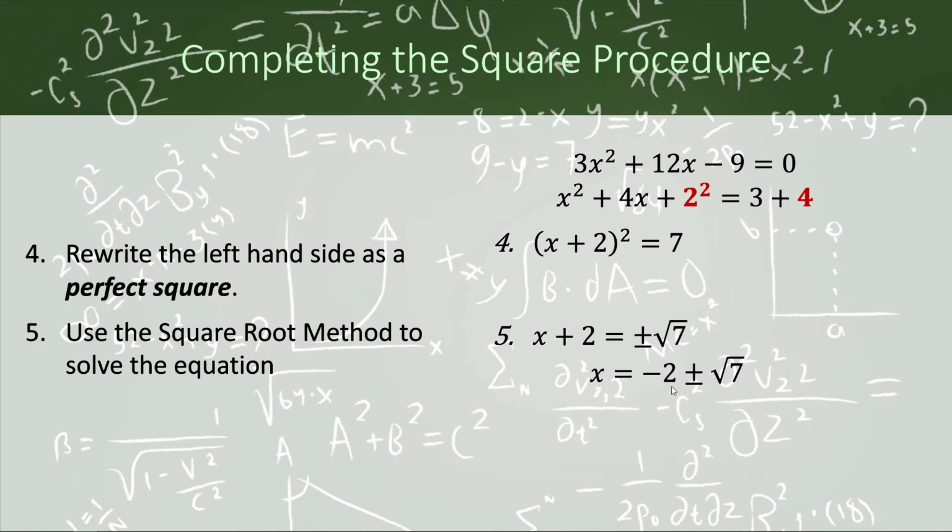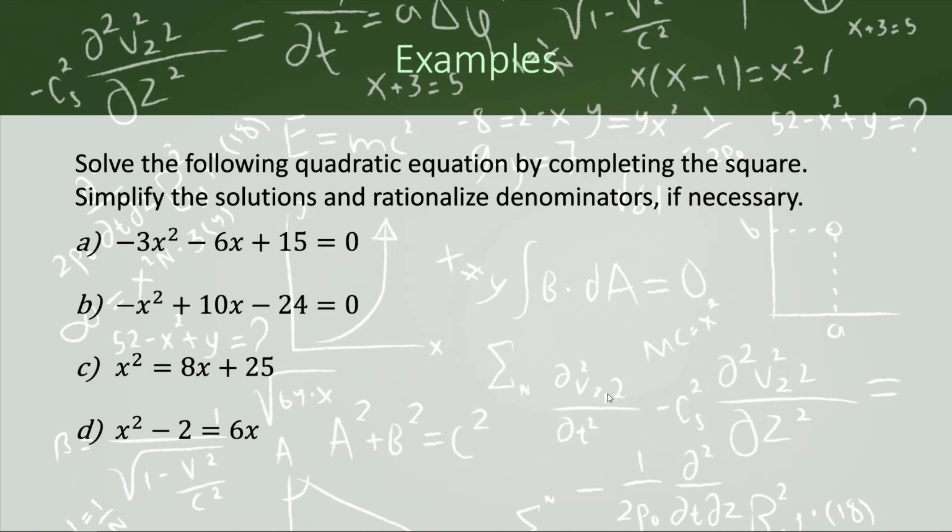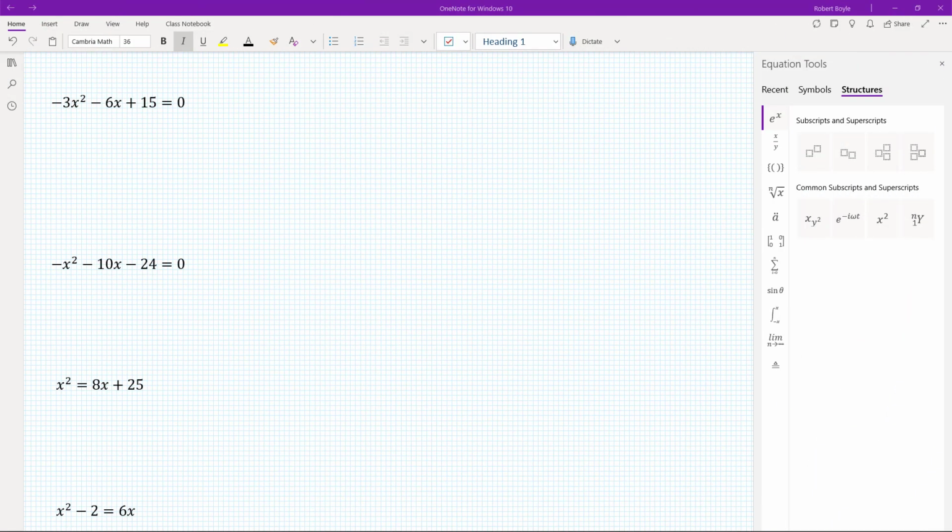We can go ahead and solve for x, and our two solutions will be x is equal to minus 2 plus root 7, and x is equal to minus 2 minus root 7. Okay, so that is our procedure for completing the square, and we are going to try that for these 4 problems. We're going to do these problems in Notebook.